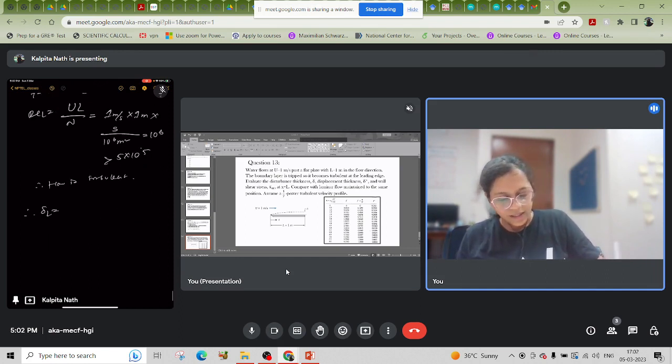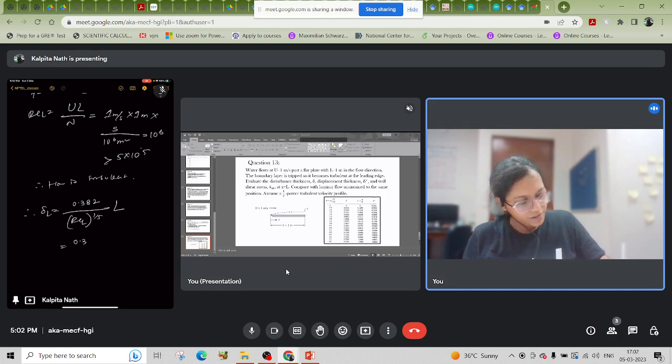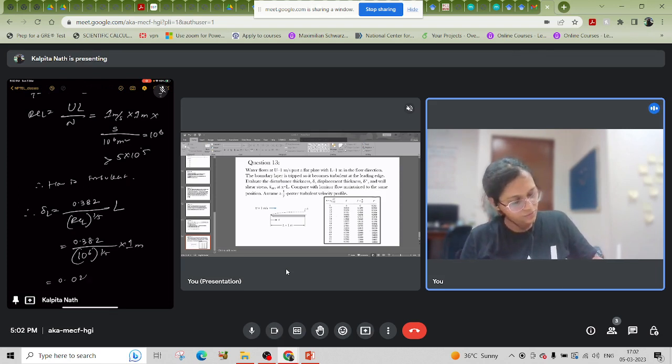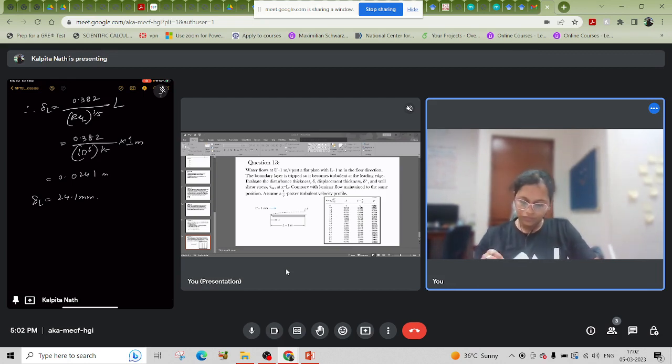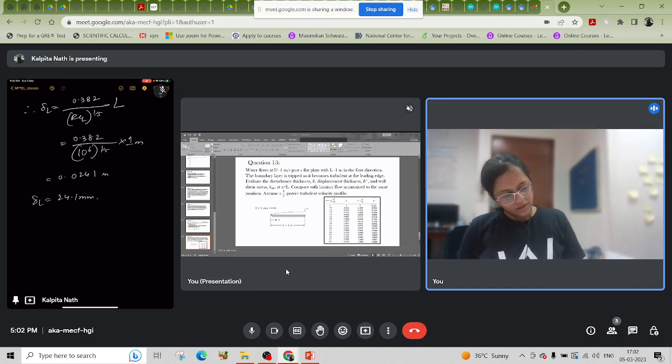So first is delta L. Delta L is 0.382 by Reynolds number to the power 1 by 5, times 1 meter. It's 0.382 by 10 to the power 6 to the power 1 by 5, that is 0.0241 meter. So delta L is equal to 24.1 millimeter. For turbulent flow at least let us find this out, and the last part of this, the comparison with laminar flow, we will do next time.